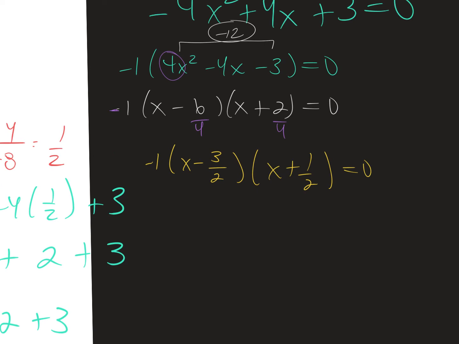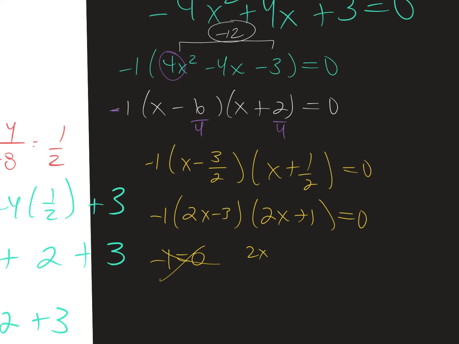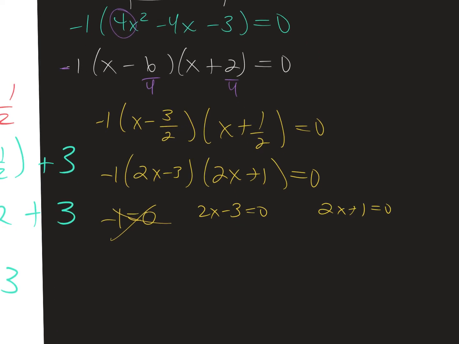At this point, you can set each parenthesis equal to 0 if you want. You can rewrite it if you want, negative 1, and then you have 2x minus 3 and 2x plus 1. But we're going to have to solve. So when I say negative 1 equals 0, what can I do with that? Cross it off. Don't worry about it. Now I have 2x minus 3 equals 0 and 2x plus 1 equals 0. So when I move 3 over and divide by 2, I get x equals 3 over 2. And when I move 1 over and divide by 2, I get x equals negative 1/2.